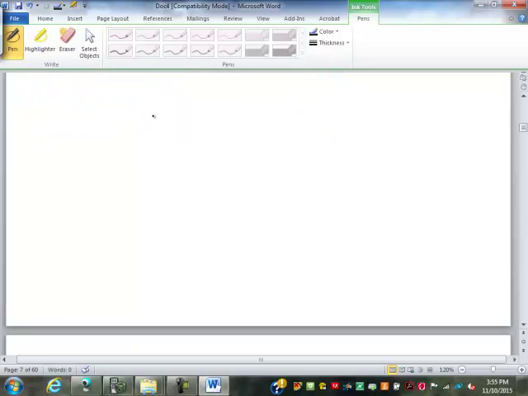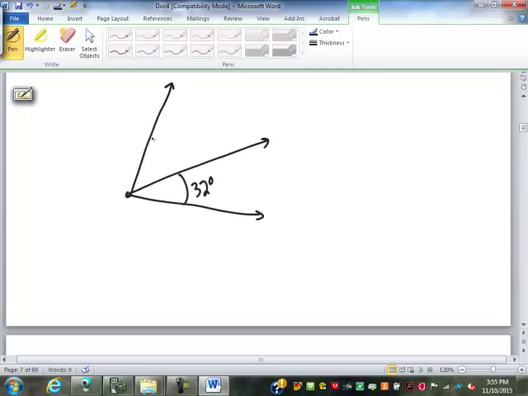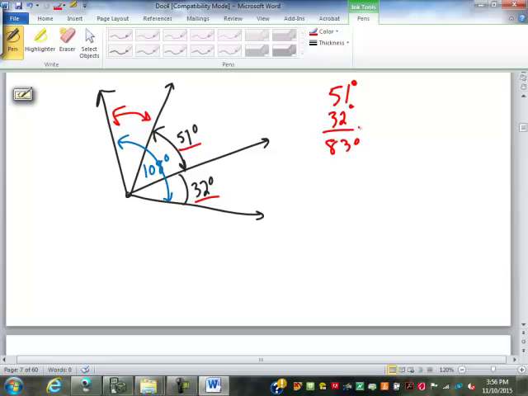We can have more than one angle, or more than two angles in a set of adjacent angles. So this could be 32 degrees. 51 degrees. And this here could be 108 degrees. What's this angle here going to be? I'm going to take the 51 and 32. I have to get 83 degrees. So from here to here is 83 degrees. Then I have to take that away from the 108. So 108 minus 83 is 25 degrees.